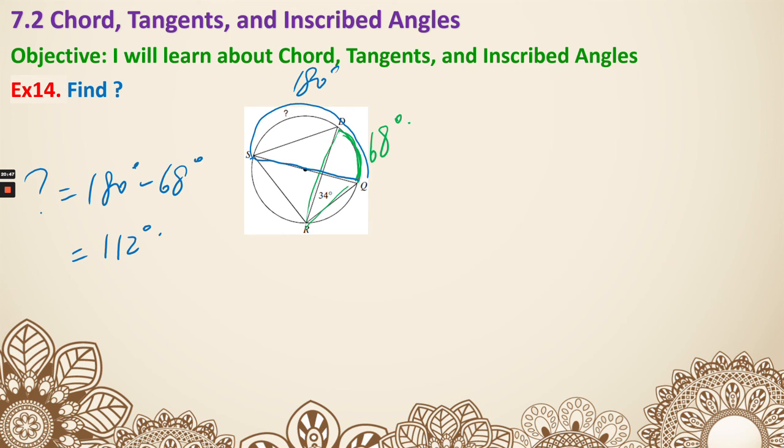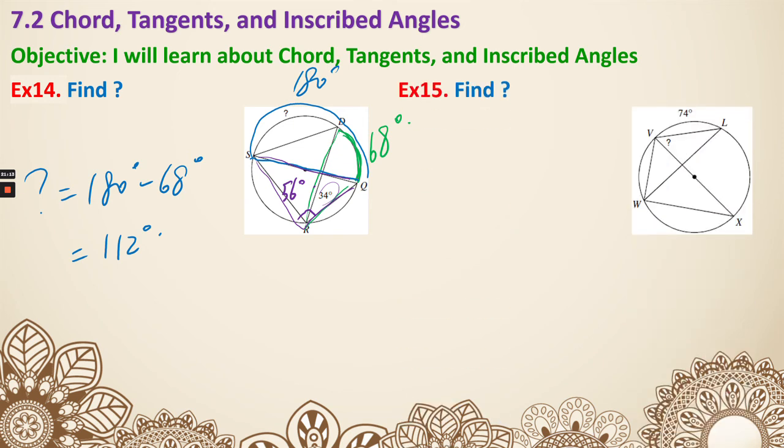Here's another way you can do it. You can see this angle right here is facing a diameter, so a semicircle, that makes this 90 degrees. And if this part is 34, that means the other part must be 56 degrees. And if that's 56, the question mark arc is facing that inscribed angle, so double that. 56 times 2 is also going to be 112.